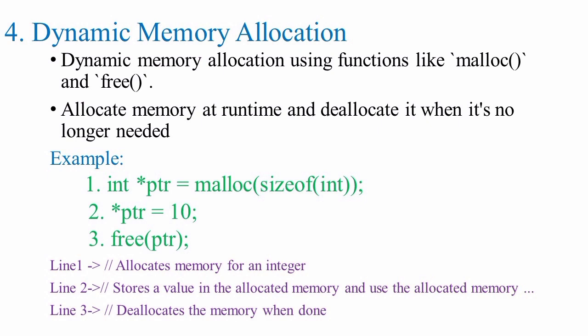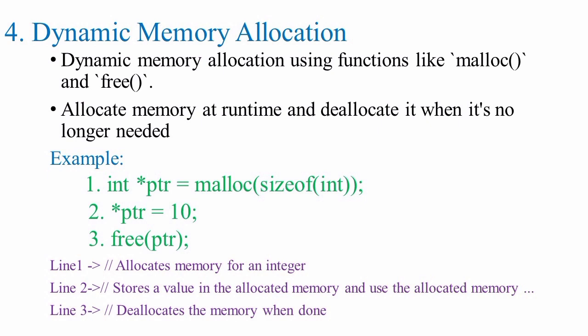Next, dynamic memory allocation. Pointers are commonly used for dynamic memory allocation using functions like malloc and free. The functions allow you to allocate memory at runtime and deallocate it when it is no longer needed.